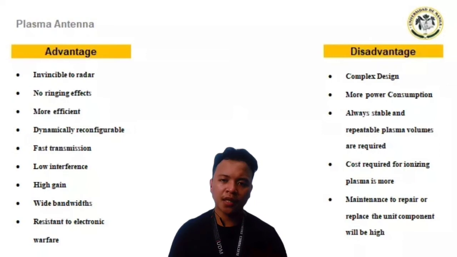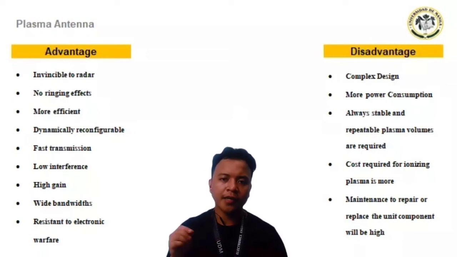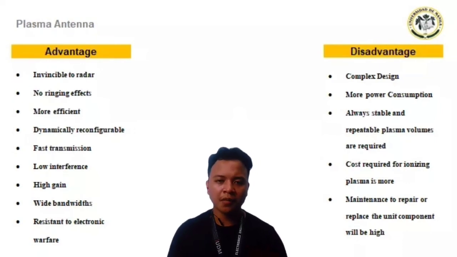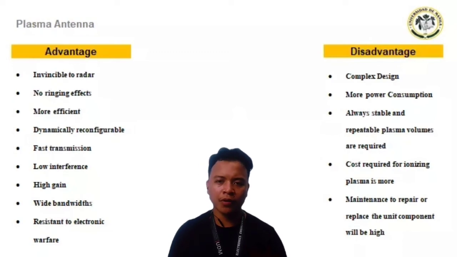Advantages of the plasma antenna include being invisible to radar, no ringing effect, more efficient, dynamically reconfigurable, fast transmission, low interference, high gain, wide bandwidth, and also resistant to electronic warfare. For every advantage, there is also a corresponding disadvantage, such as complex design, more power consumption, always stable and repeatable plasma volumes are required, the cost required for ionization of the plasma is more, and maintenance to repair or replace the unit components will be high.